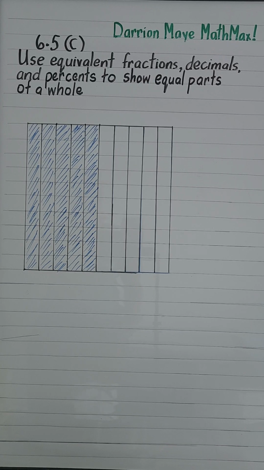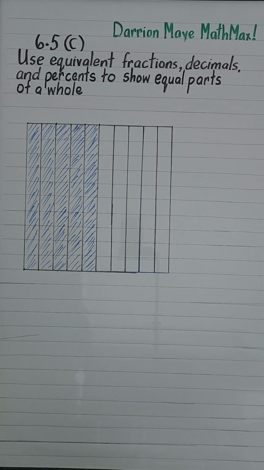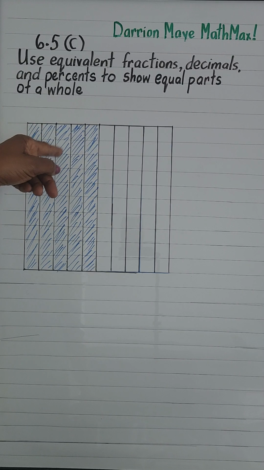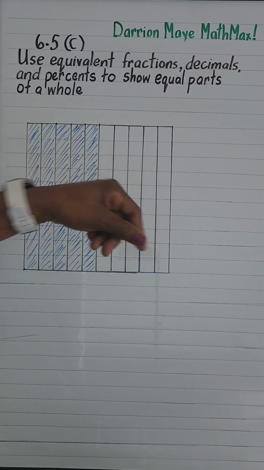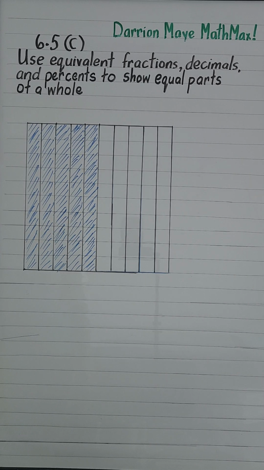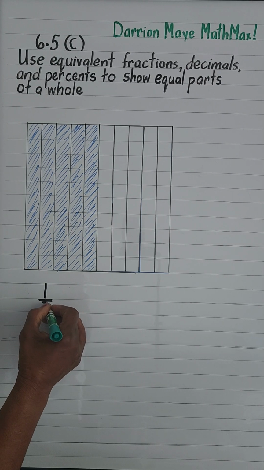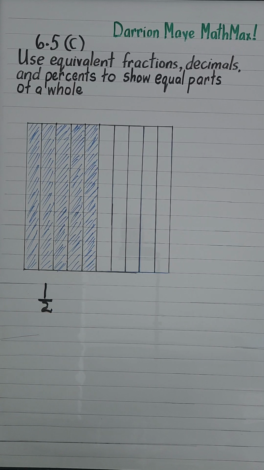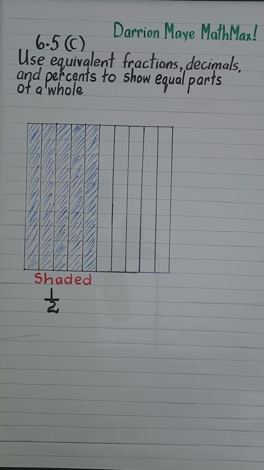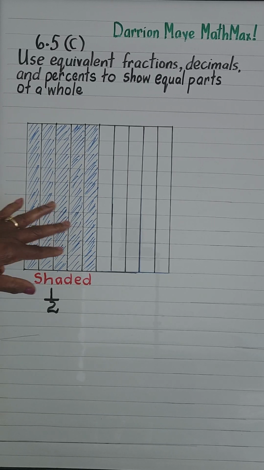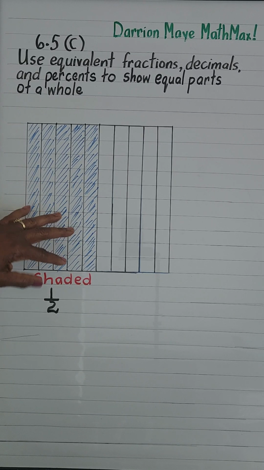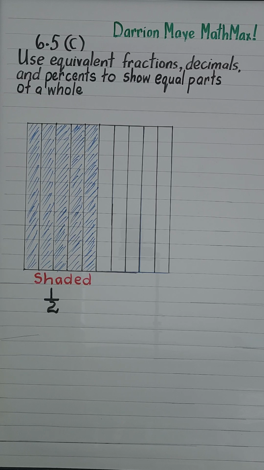Now, if we take a look, we can see that a half is shaded. 1, 2, 3, 4, 5, 6, 7, 8, 9, 10. Remember, just a diagram divided into 10 parts. And now we can say half is shaded. So a half is shaded. So we have the shaded, and we can clearly see that it is a half that is shaded.